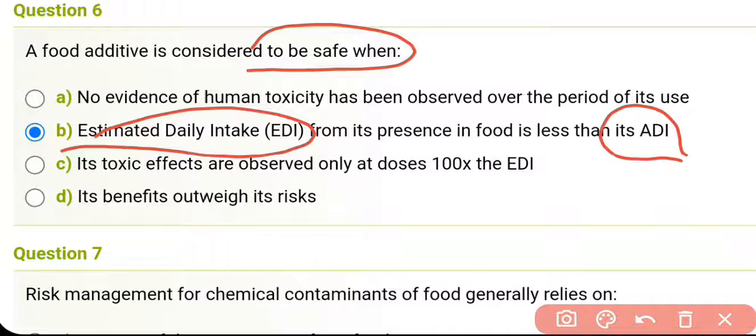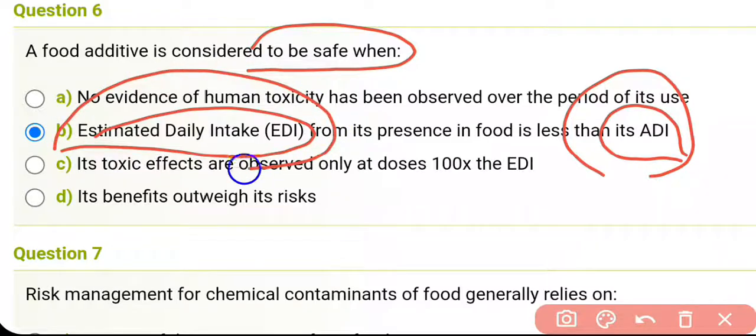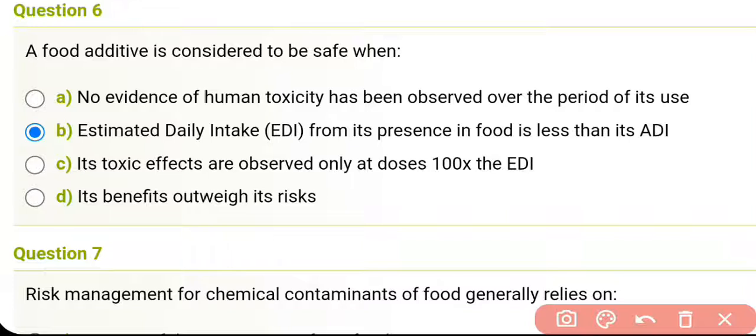See, when a substance is present at the ADI and you are taking that substance at less than the ADI, then it is risk free, because the acceptable daily intake itself does not create a health impact if you are taking that food for a lifetime. So there is no problem if you are taking food with a substance present at the level of the EDI, estimated daily intake. Then only can we call a food substance or food additive safe.